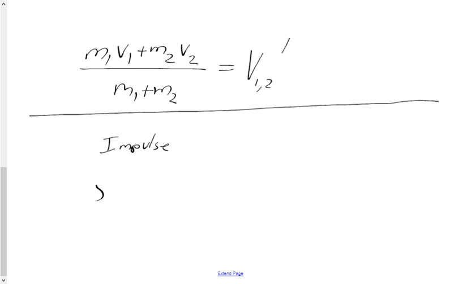Impulse is sometimes represented in textbooks by the letter J, capital J, but often it's just expressed as delta P, meaning that it is the change in momentum. So since it's the change in momentum, think about it, it is mass times velocity. However, it's specifically the change in velocity, because the mass isn't going to change, but the velocity does. And this is in turn equal to force times time.